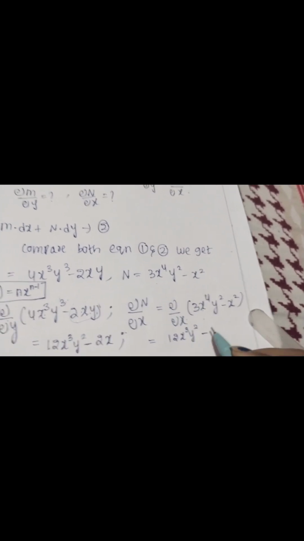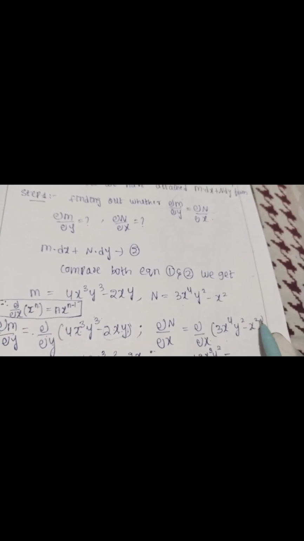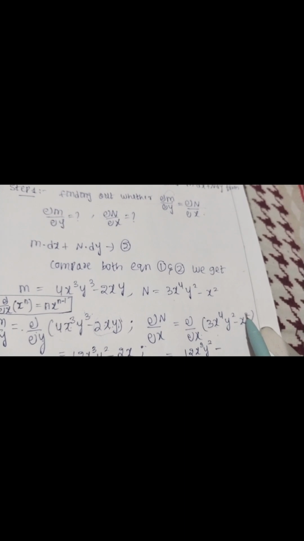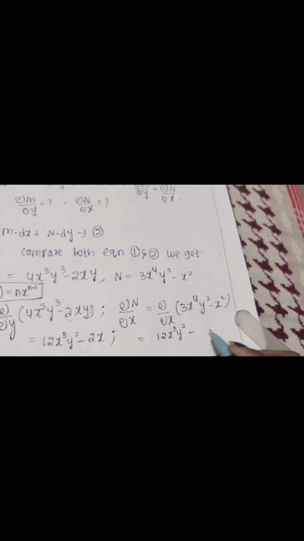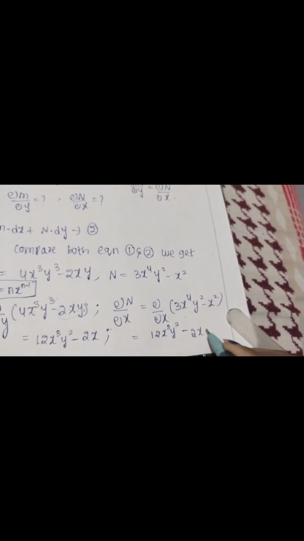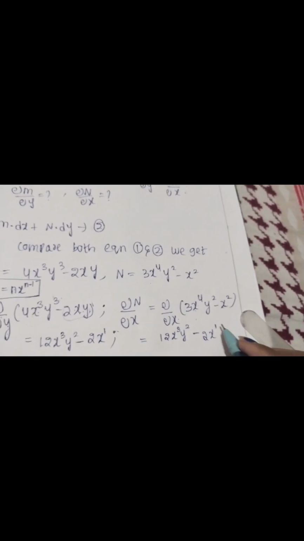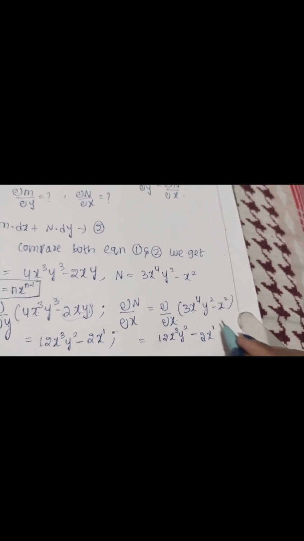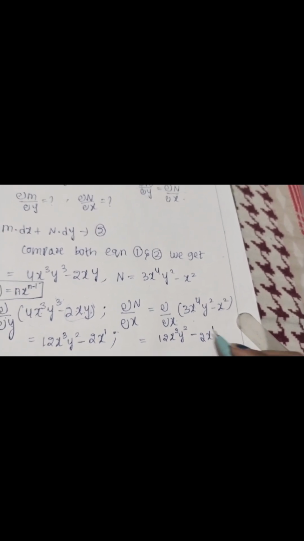Then next, we proceed with the same formula for this also. x power n, n x to the power of n minus 1: 2x to the power of 2 minus 1, which is 2x power 1. Writing or not writing the 1 doesn't affect.